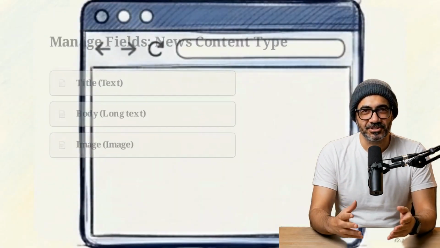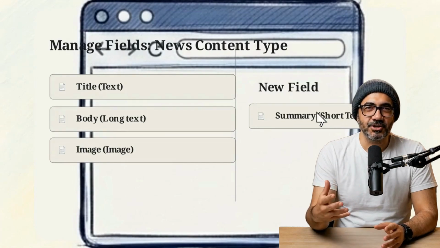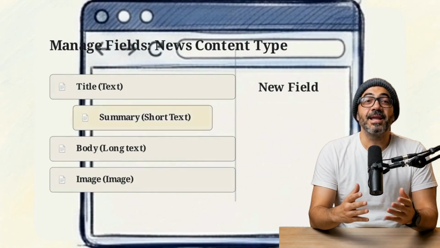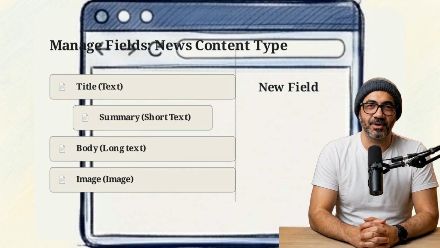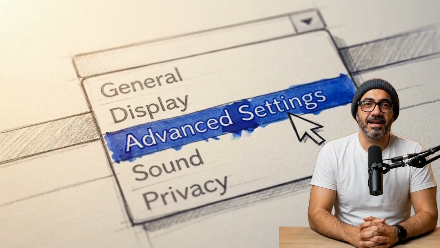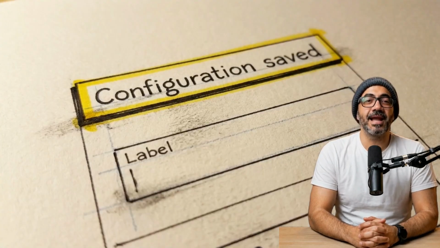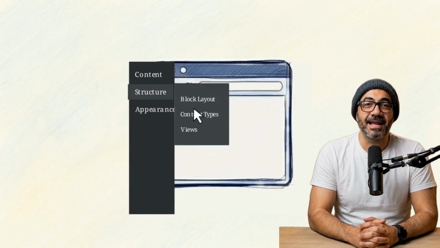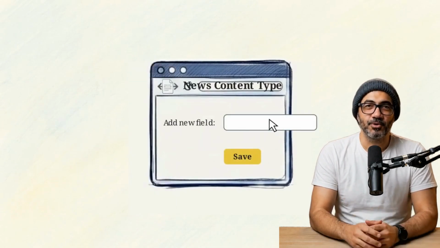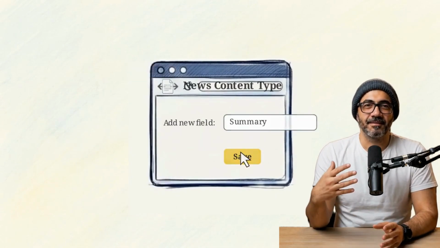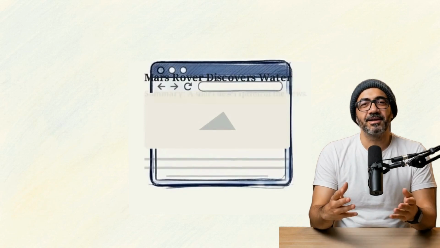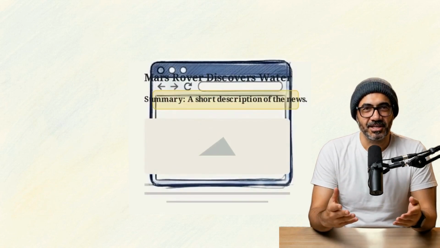A practical first step is to modify the existing news content type by adding a new field for a short article summary. Before making the change, adopt a specific habit. Change exactly one setting, save your work, and test the result. Navigate to the news content type in the admin menu and add a simple text field labeled Summary. Once you save, check your live site to see where that new field appears in the interface.